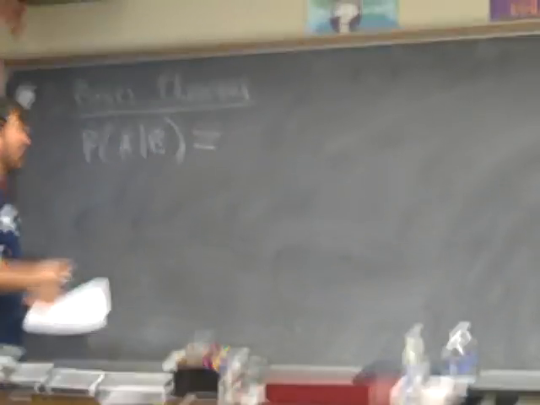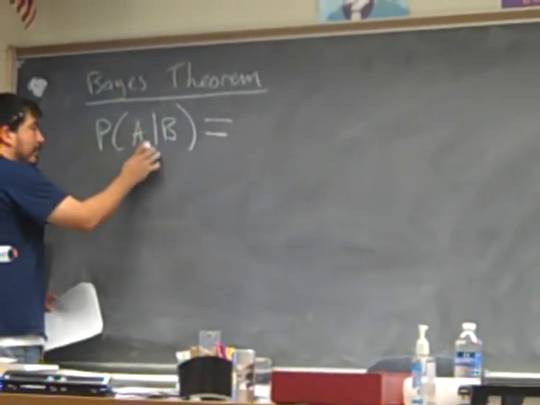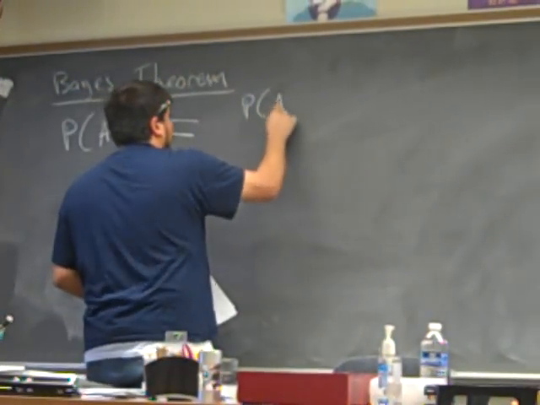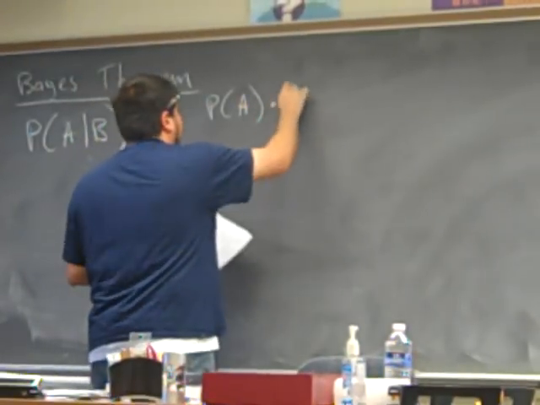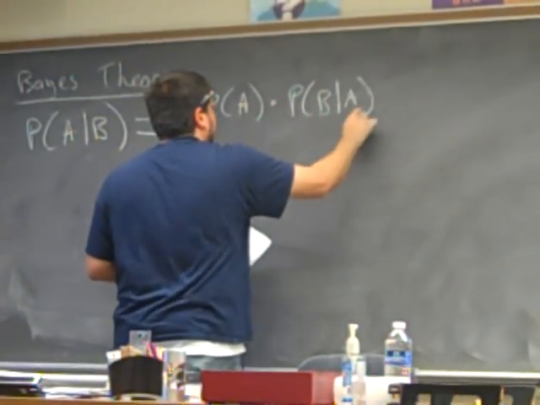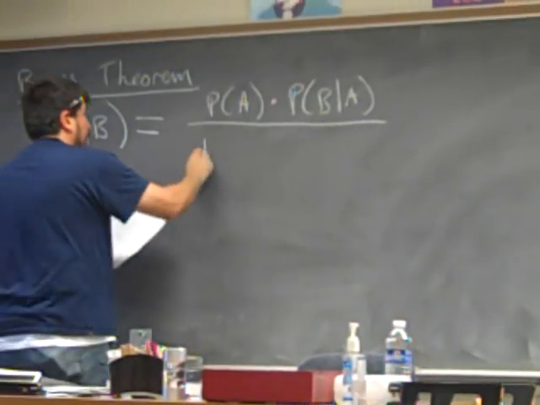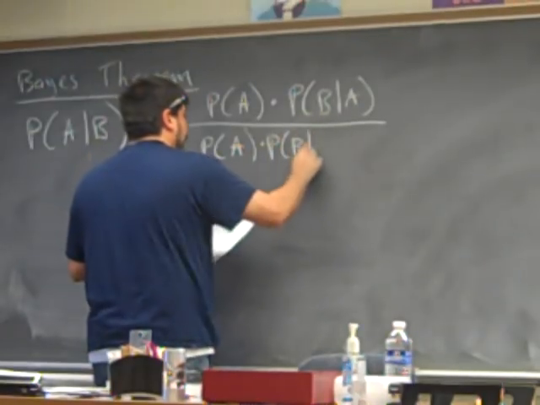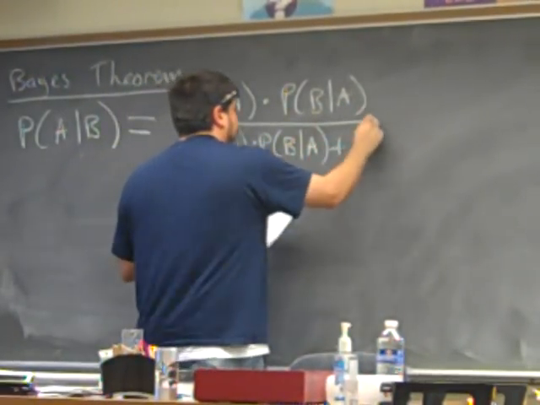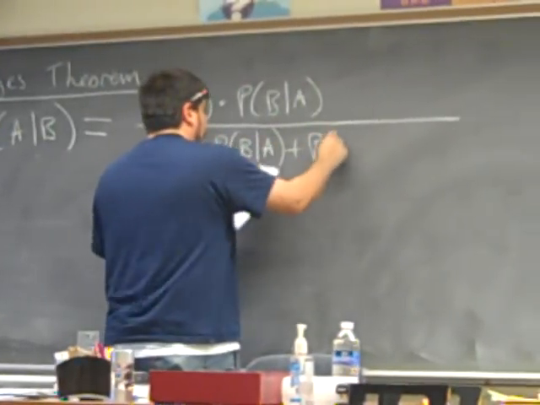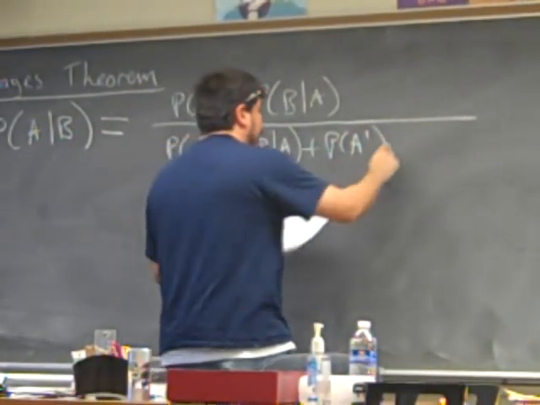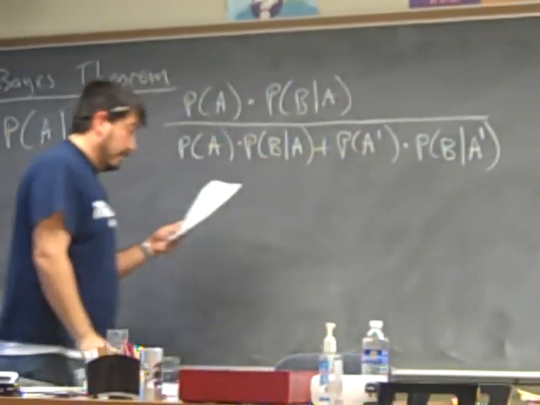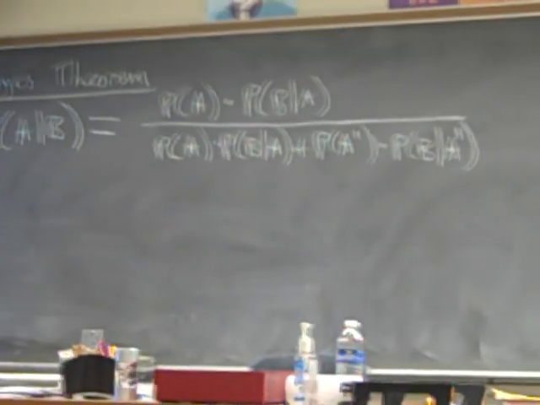So Bayes' theorem is just another way to calculate conditional probability depending on what you know. You can also calculate it as the probability of A times the probability of B given A, all over the probability of A times the probability of B given A, plus the probability of A prime, or the complement of A, times the probability of B given the complement of A. Is there a proof for this? Sure, but I'm not going to do it.